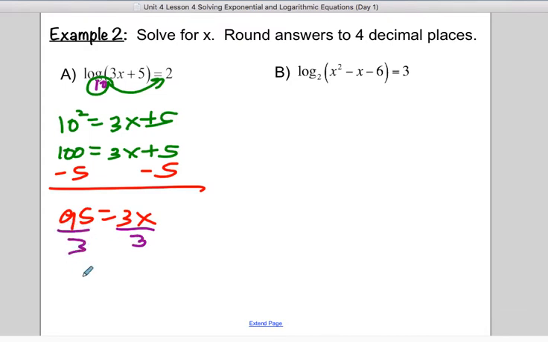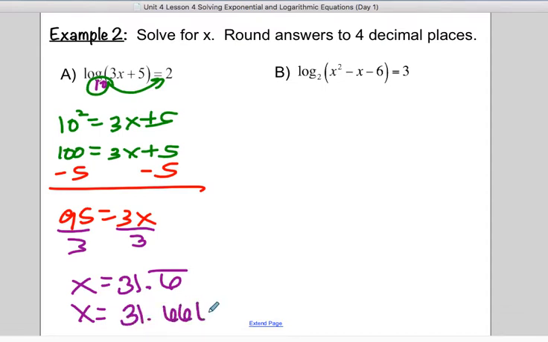Divide by 3. So x is equal to, you could leave it as 95 over 3, but it does say round to 4 decimals. If you type it in, you are going to get 31.6 repeating. I will take 31.6 repeating or 31.6667.